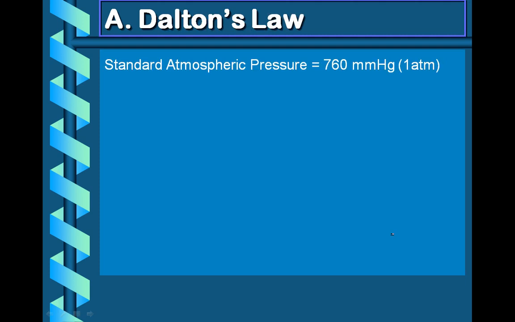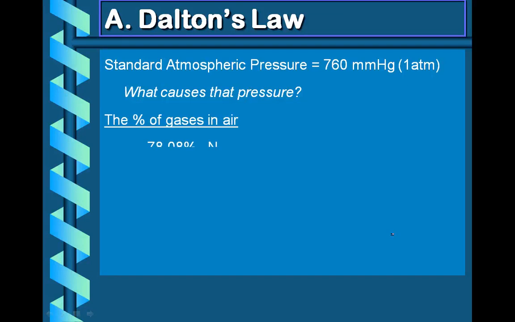Here's another example of where Dalton's law applies. We know that STP, standard pressure, is 760 millimeters of mercury, or 1 atmosphere. Well, why do we have that air pressure? Why is that the pressure of the atmosphere? Well, in air, you have all these different gases. Most people think that air is mostly oxygen. That's actually not true. It's about 80% nitrogen, along with some carbon dioxide that we breathed out, and a little bit of argon, an inert gas.